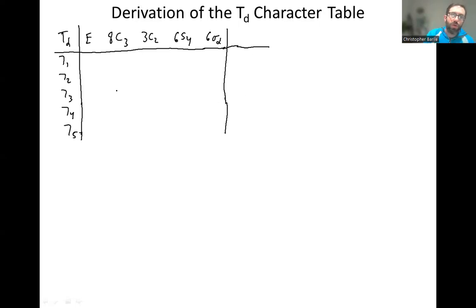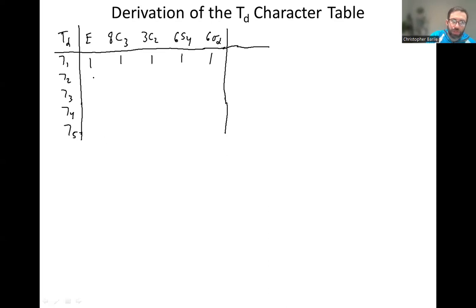And we don't know what these vectors are yet, so we can't assign them Mulliken symbols. So for now, just as placeholders, we're going to call them gamma 1, gamma 2, gamma 3, gamma 4, gamma 5. Very first one on every single character table derivation video that we do, we always put ones across the board first. Every character table has a totally symmetric irreducible representation. So that's a freebie. We're 20% of the way there, 1/5 there.